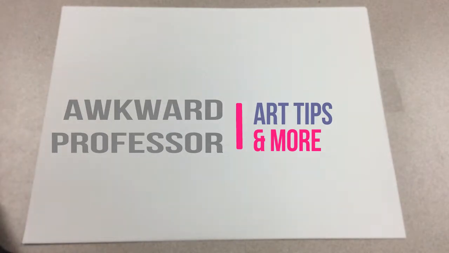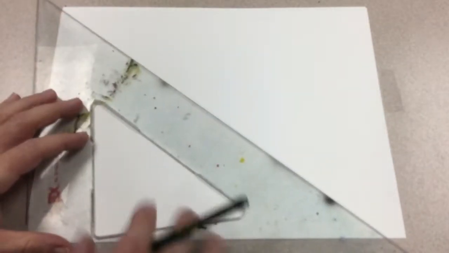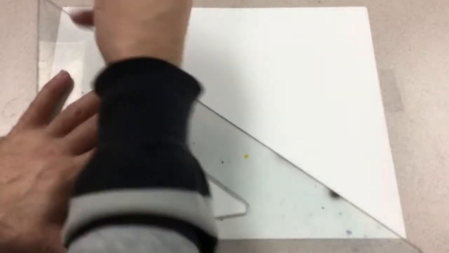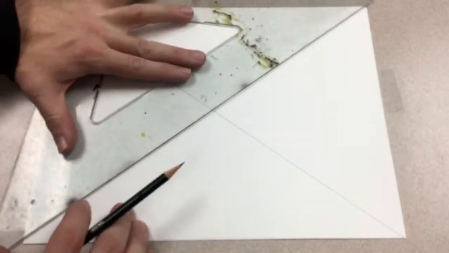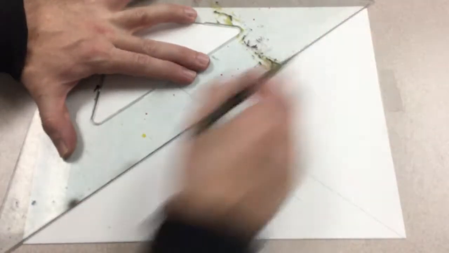Today, we're just going to work a little bit on 1-point perspective, and we're going to use a technique called 4 corners. What we mean by that is we take the corners of our paper, and I'm going to take a straight edge here, and I'm going to take this far corner, and draw a line straight across there. And then I'm going to go to my other corner, and draw a line from that corner to my other corner.